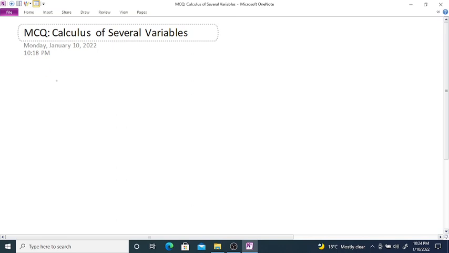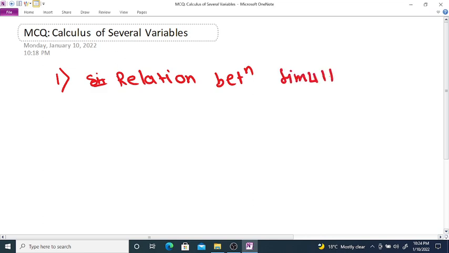Multiple choice question on calculus of several variables. First, we know the relation between a simultaneous limit and a repeated limit.